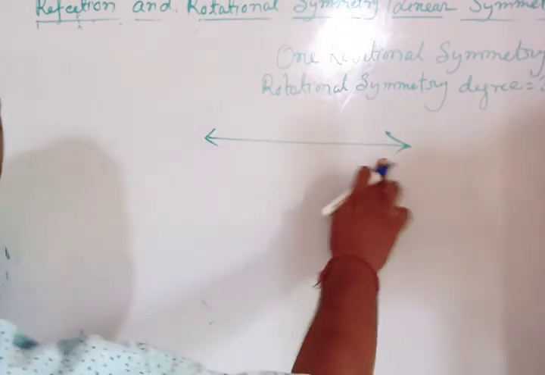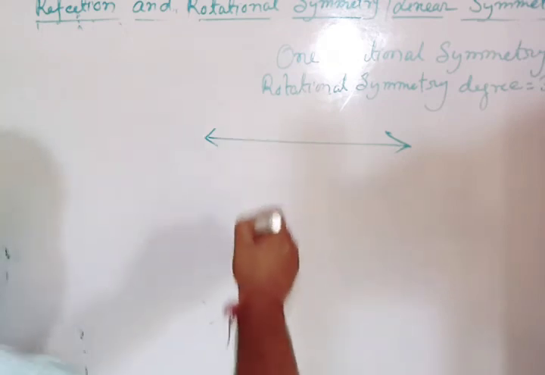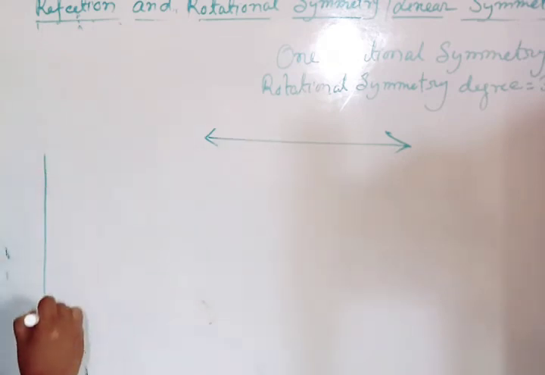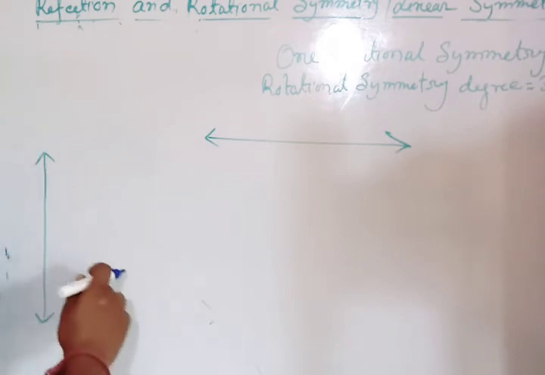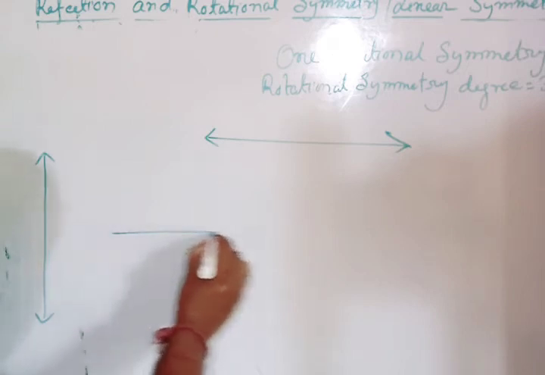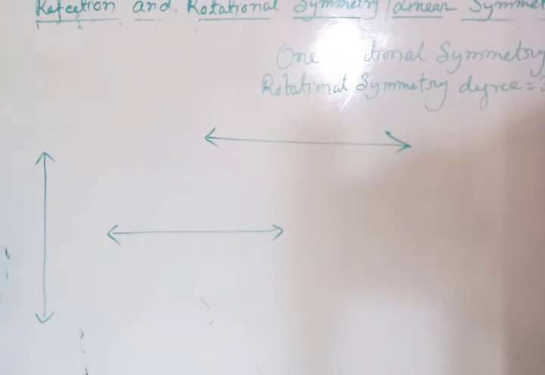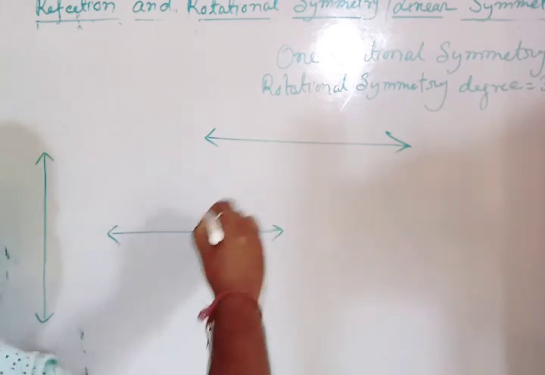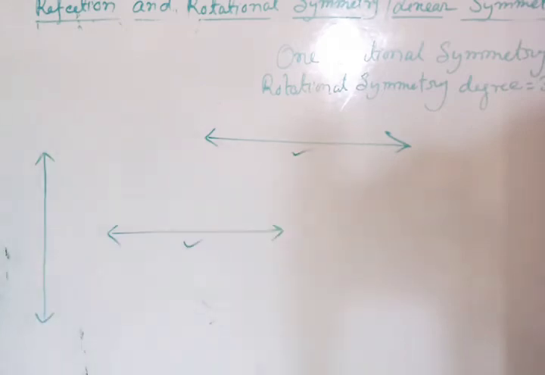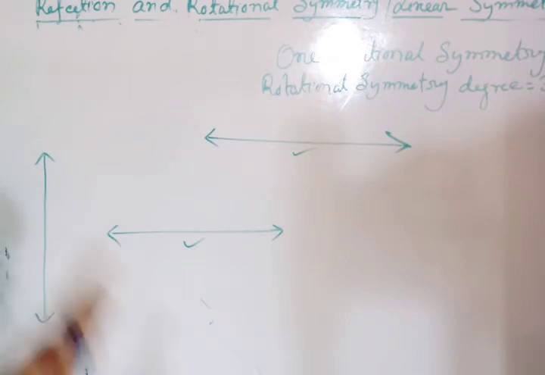This figure. Okay, now we are rotating it. So first rotation 90 degrees, we are getting this figure. Again second rotation 90 degrees, we are getting this figure. Now as you can see, this figure is identical with my given figure. It comes after how many degrees of rotation? 180 degree rotation, 90 and 90, 180 degree rotation.